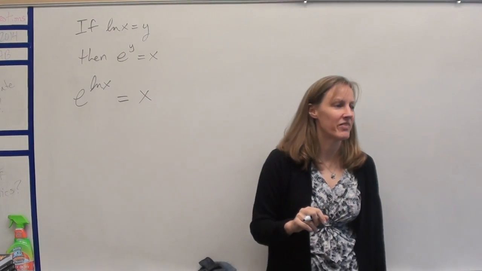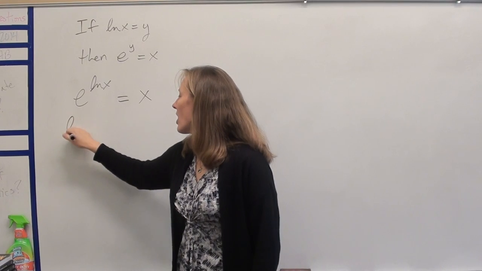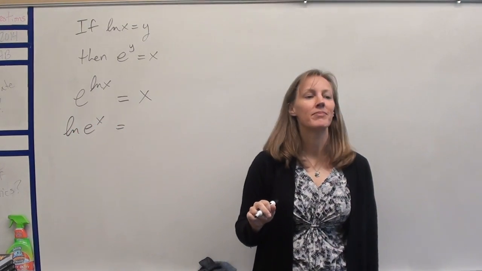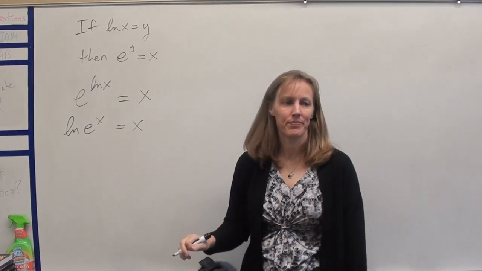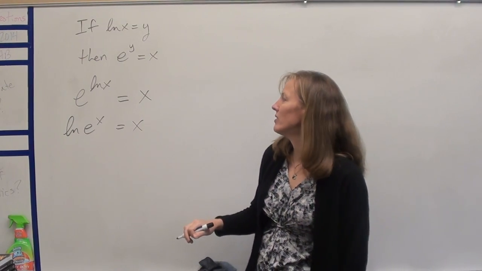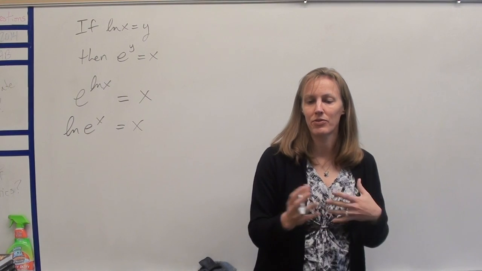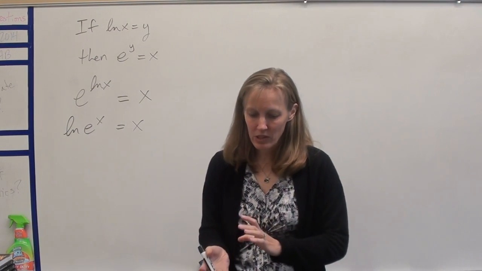E to the natural log of x has to equal x. And the natural log of e to the x has to equal x. Duh. Okay? Because they are inverses. Remember, f of g of x equals x and g of f of x equals x if they are inverse functions, right? Okay. All right, so properties of inverses.